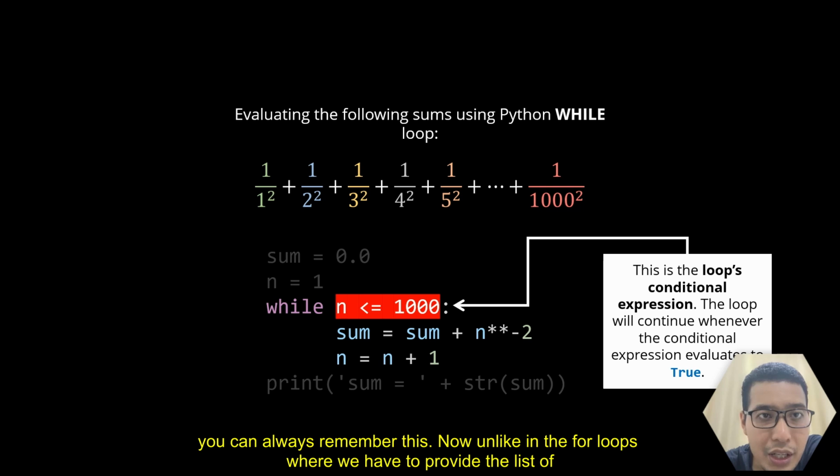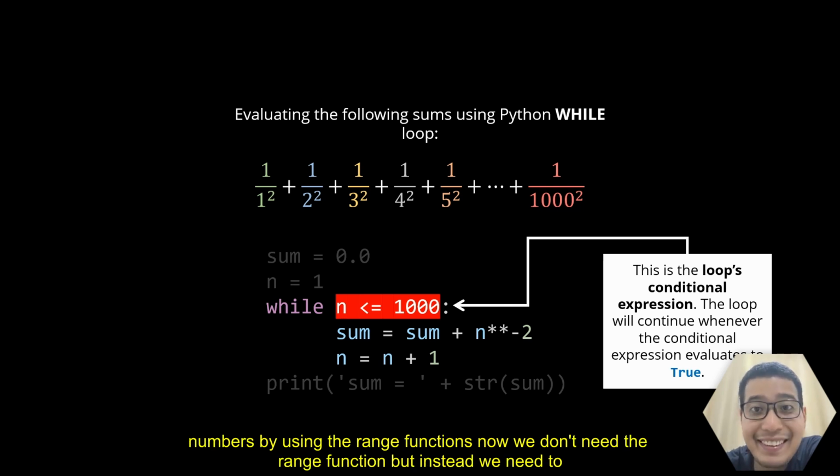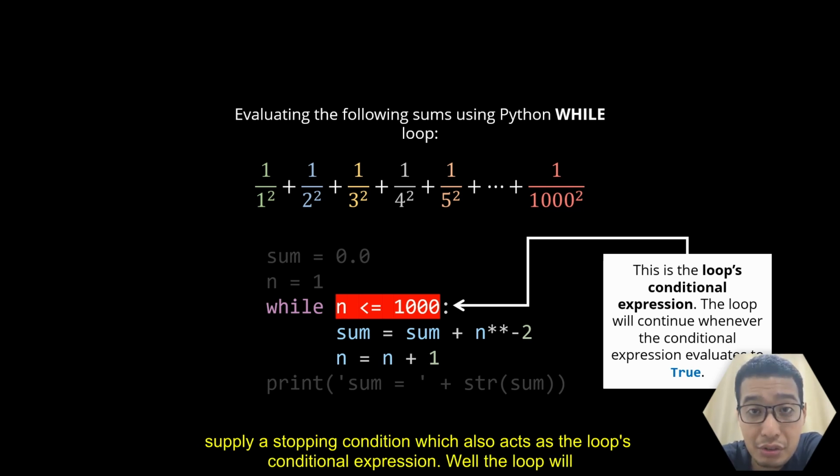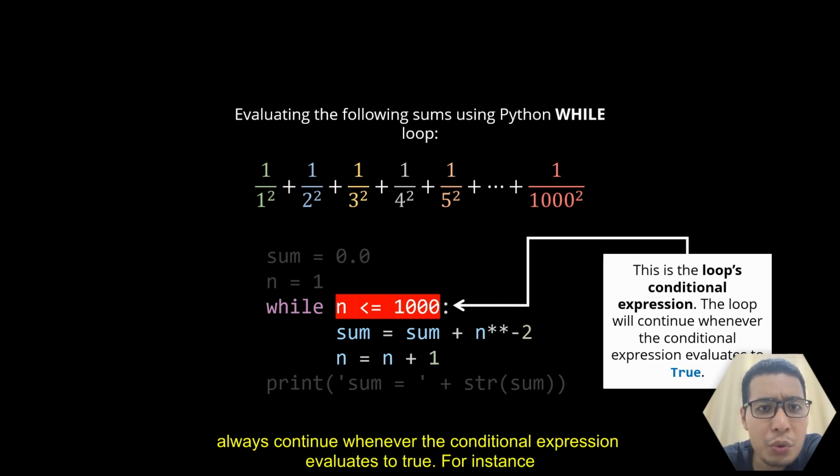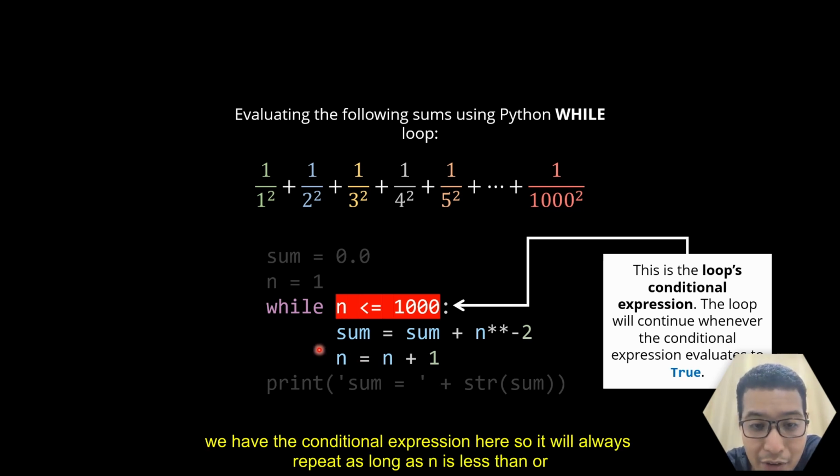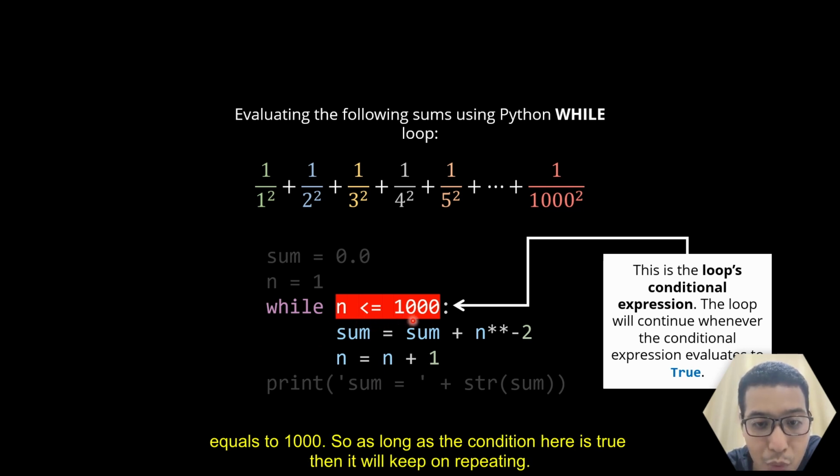Now, unlike in the for loops where we have to provide the list of numbers by using the range function, now we don't need the range function, but instead we need to supply a stopping condition, which also acts as the loop's conditional expression. The loop will always continue whenever the conditional expression evaluates to true. For instance, we have the conditional expression here. So it will always repeat as long as n is less than or equal to 1000. As long as the condition here is true, it will keep on repeating.